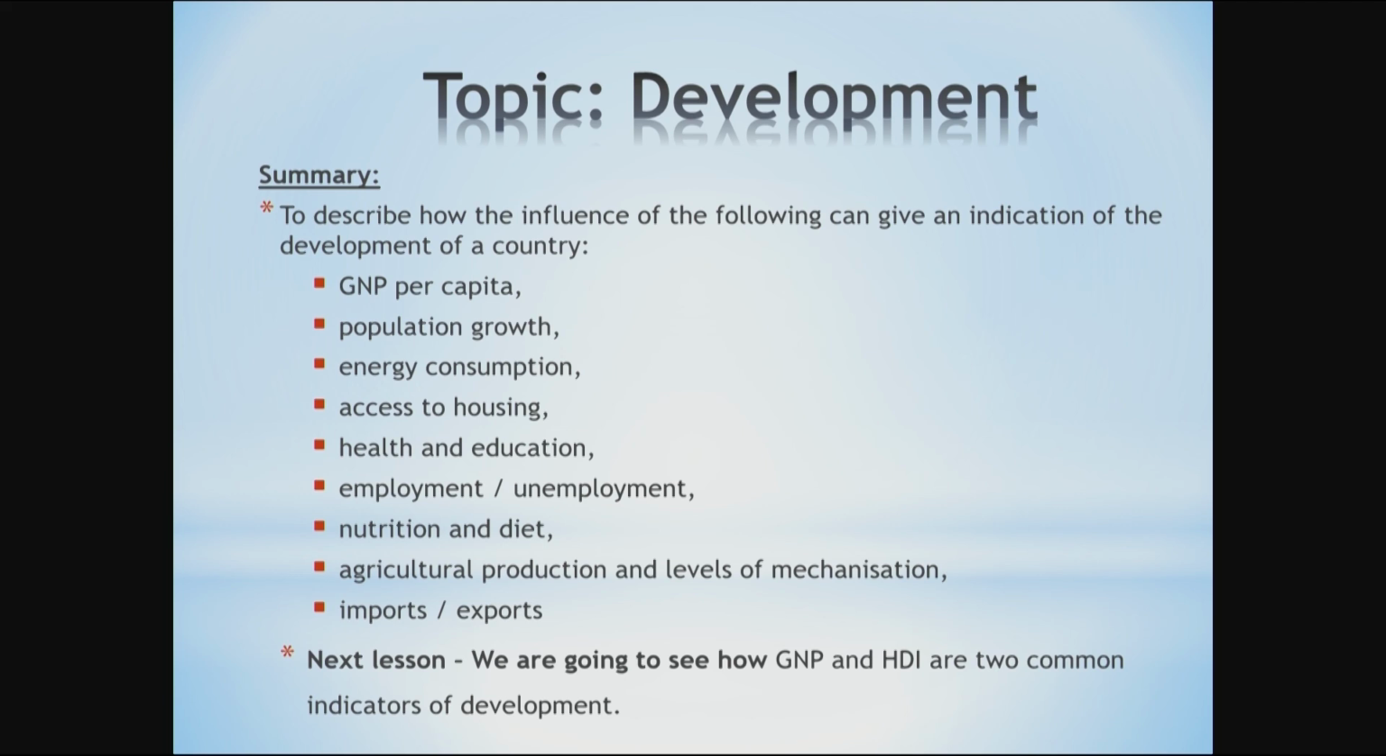Okay, next lesson we are going to see how GNP and HDI are two common indicators of development. GNP, we have discussed last lesson and also in this lesson particularly. And HDI, we are talking about the Human Development Index. And so you can start reading about it. And don't forget my question to work on it.